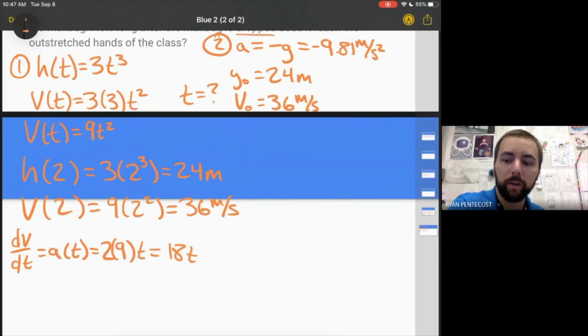That means the acceleration is not constant because it's changing every second, right? Because there is that t there. So that's important to know. That cubic function will give you non-constant acceleration.